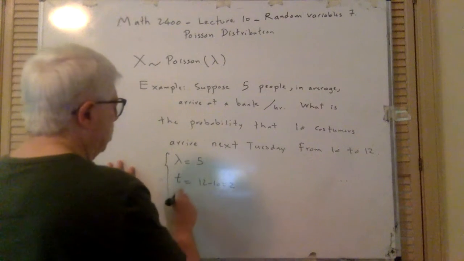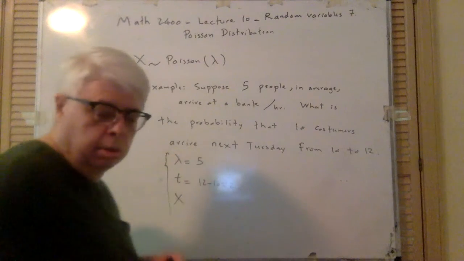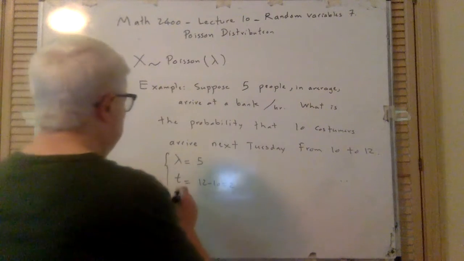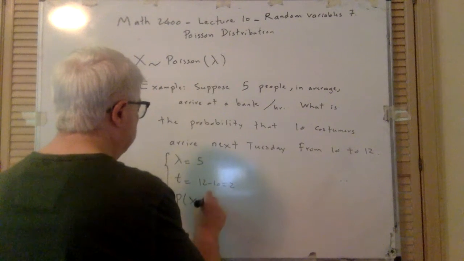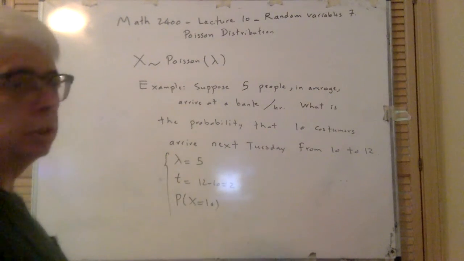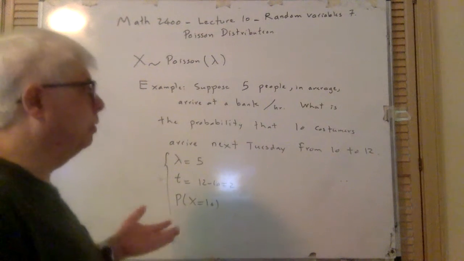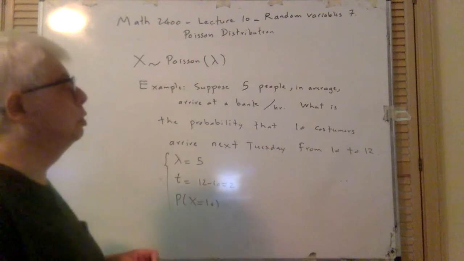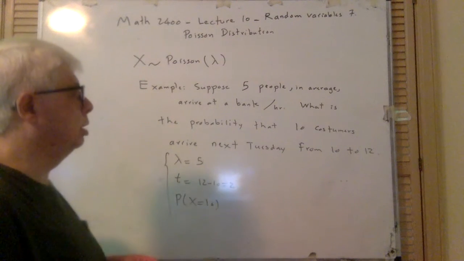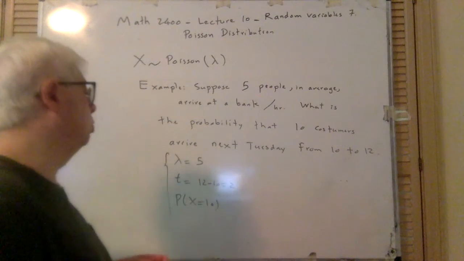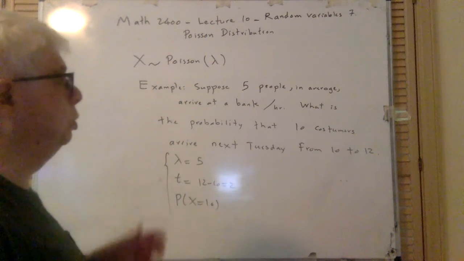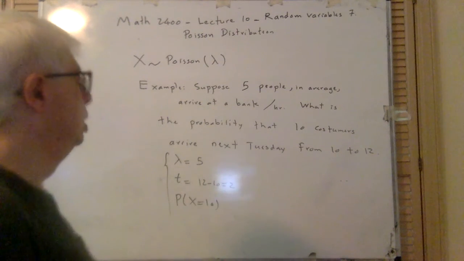And it's asking for P of x equals, how many did I say? 10. P of x is 10. Well, I'm assuming that this average is for every day. If the bank has different averages for different days of the week, then go with that. So if the average for Tuesday is like 2, then go with 2. Since it doesn't say anything, I can just assume that this average 5 is for every day of the week.